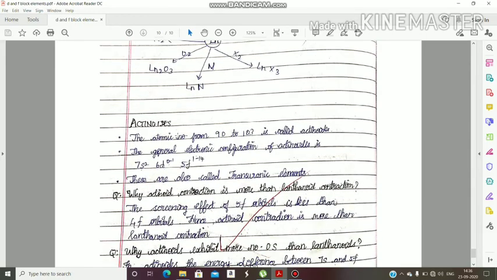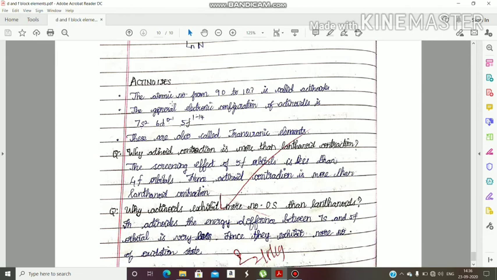Next, actinoids. The atomic numbers from 90 to 103 are called actinides. Next, the general electronic configuration of actinides is 7s2 5f1-14. These general electronic configurations are important. In case of lanthanides, it is 6s2 5d0-1 4f1-14. But in case of actinides, it is 7s2 6d0-1 5f1-14.